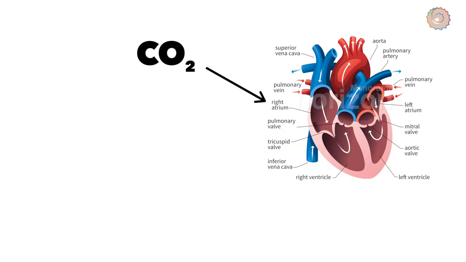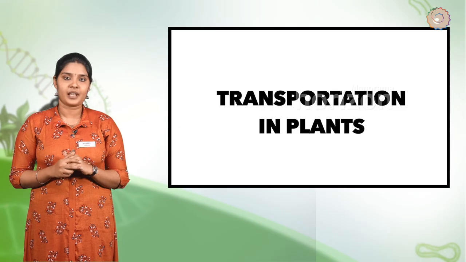Carbon dioxide formed as a product of respiration by the cells returns back to the heart. The carbon dioxide rich blood enters the right atrium. As it relaxes, it is pushed into the right ventricle. The pulmonary artery takes this deoxygenated blood from the right ventricle to the lungs. Again, an exchange of gas takes place and the carbon dioxide moves out of the blood into the lungs, after which it is exhaled through the nose.